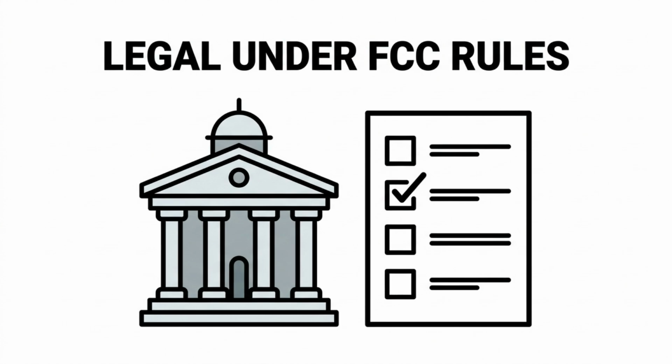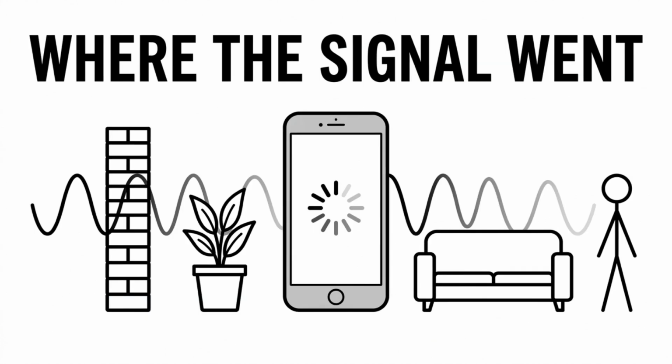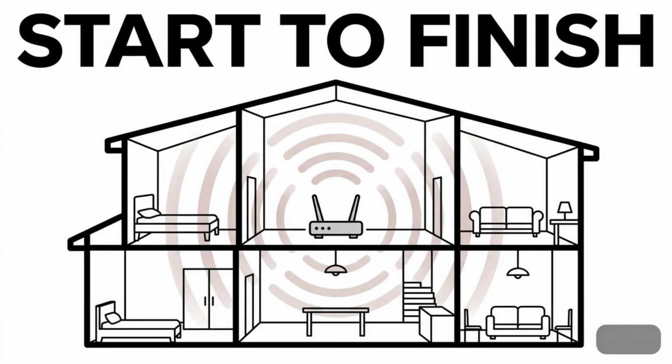So the next time your video buffers or your signal drops walking into another room, you'll know exactly what's happening. A wave carrying your data is spreading, bending, bouncing, and slowly being swallowed by the water in the walls, the furniture, and even you until it either makes it to its destination or fades quietly into the noise. That's how Wi-Fi works from start to finish, in simple terms anyone can understand.